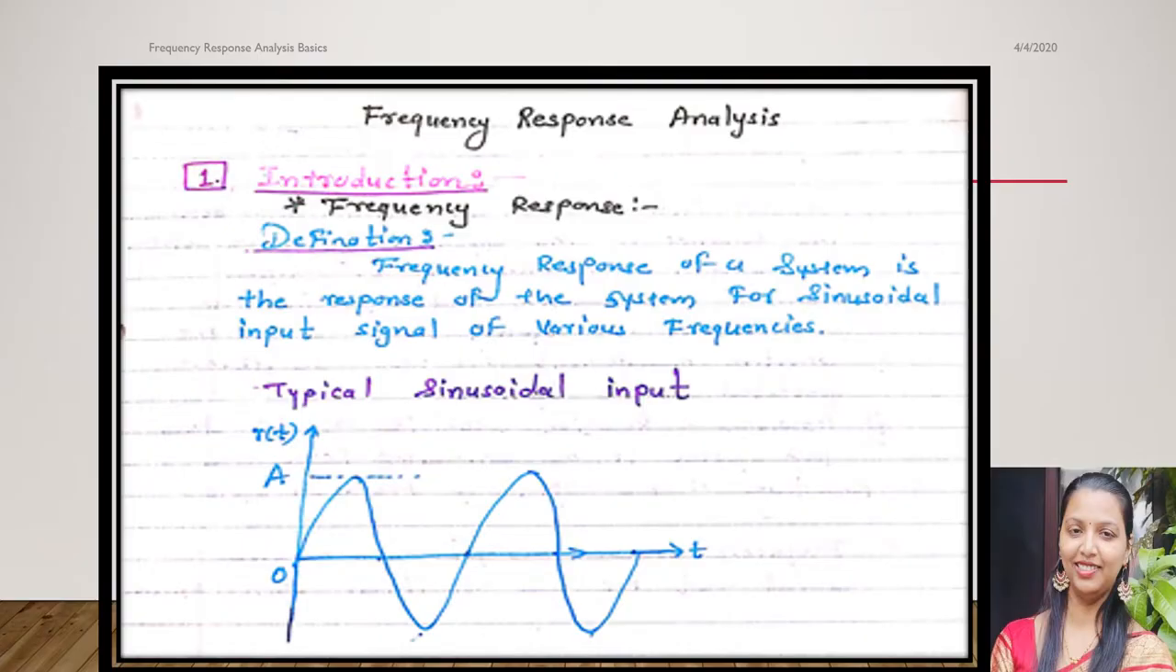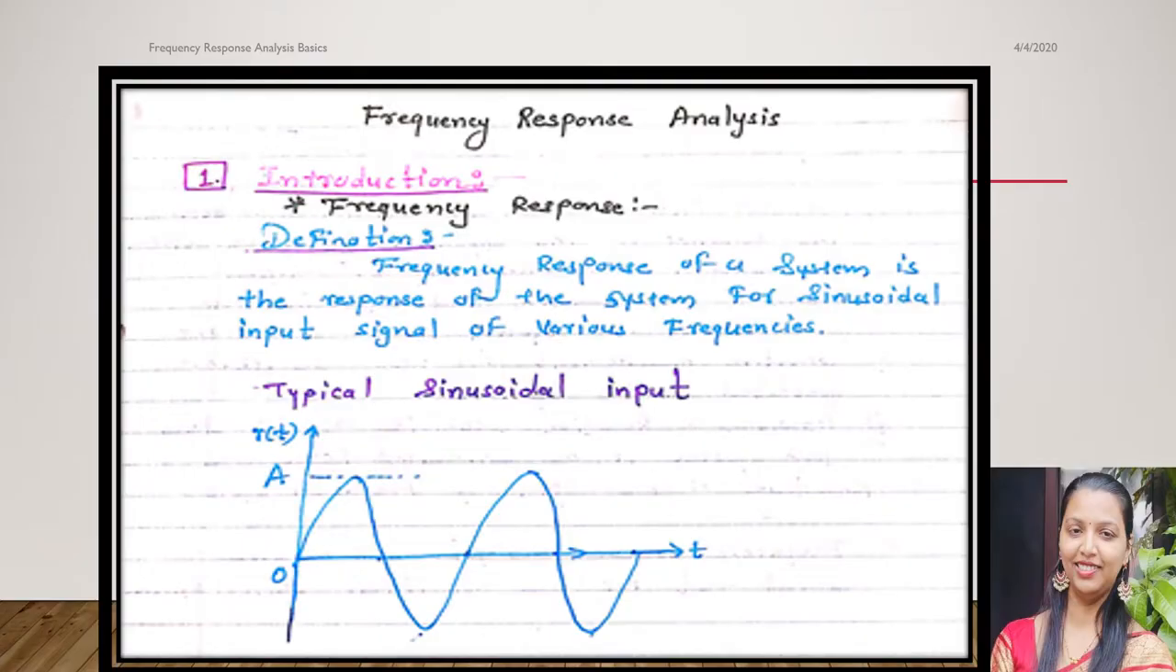In the introduction, in time domain analysis, various standard test inputs like impulse, step, and ramp functions are used to study the performance of a control system. From the step response of a second order system, we can find time domain specifications like peak overshoot, peak time, rise time, and steady state error.